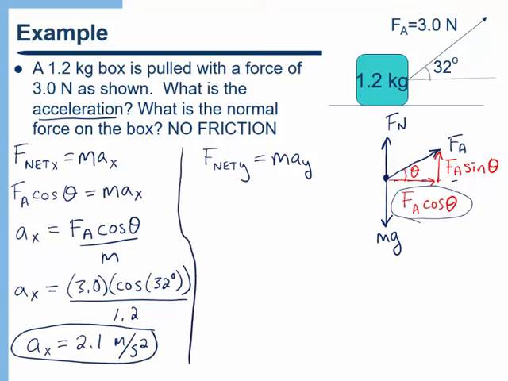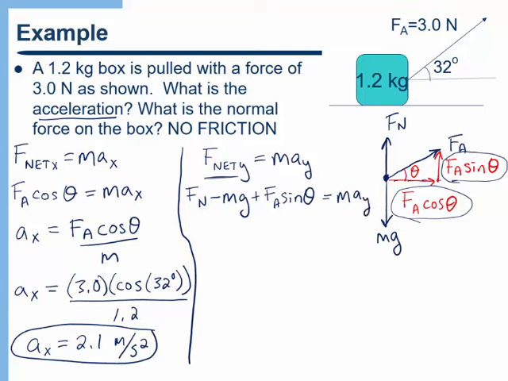Now let's work on the y direction. We're being asked to find the normal force. Here we have to be a little bit careful. What forces are acting in the y direction? Well, definitely Fn is acting up. Mg is acting down, so minus mg. But don't forget about this component of Fa that's also in the y direction. That's positive, so I'm going to write plus Fa sine theta, and that equals may.